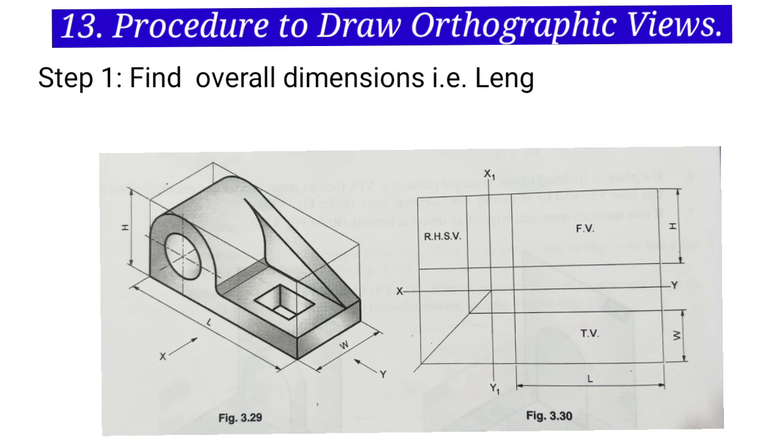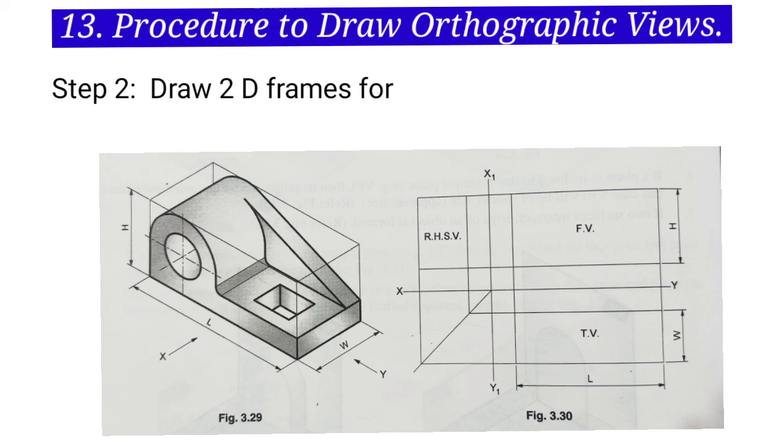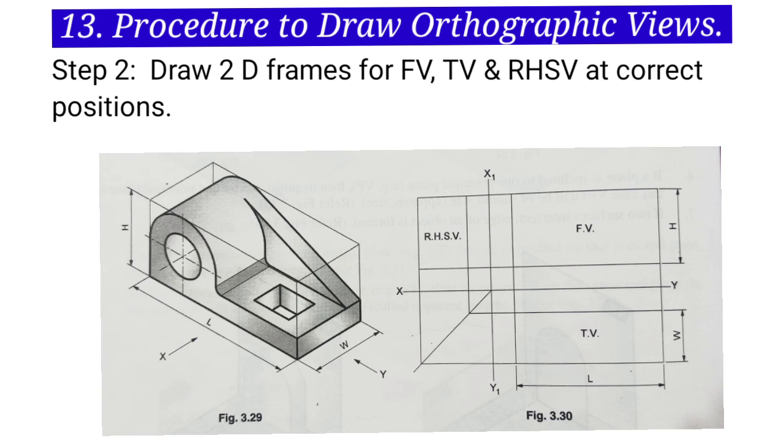First step, find out the maximum size of a box which will contain the object given in the figure. The length of the box enclosing the object is denoted by L, width is denoted by W and height is denoted by H. Step 2. Draw the front view, top view and right hand side view of the imaginary box as shown in the figure.